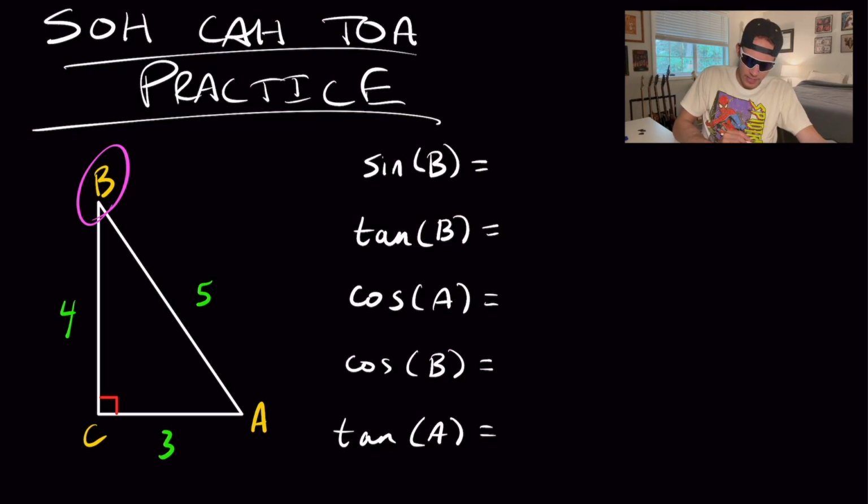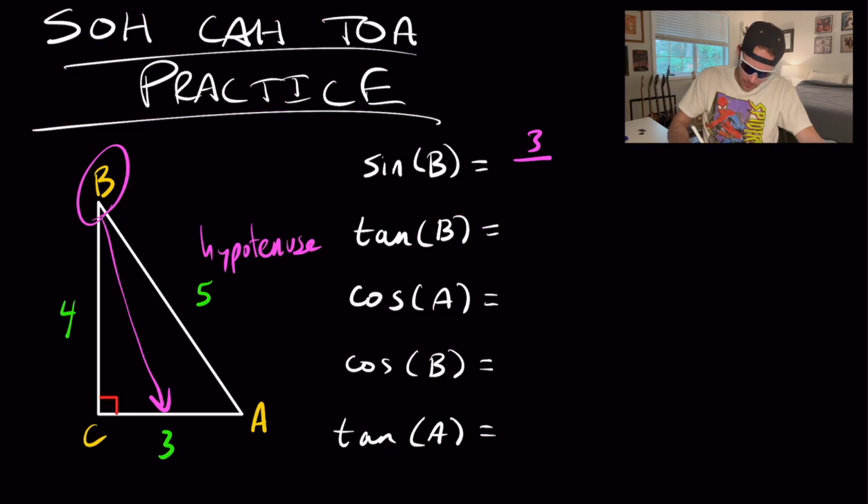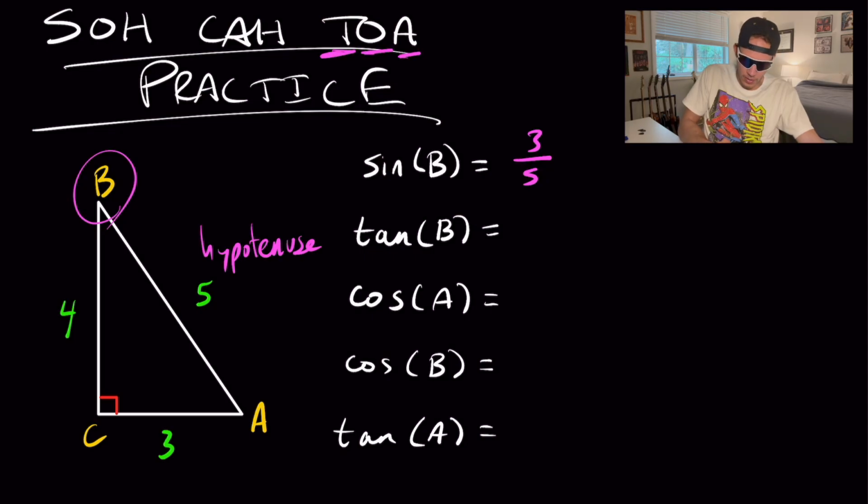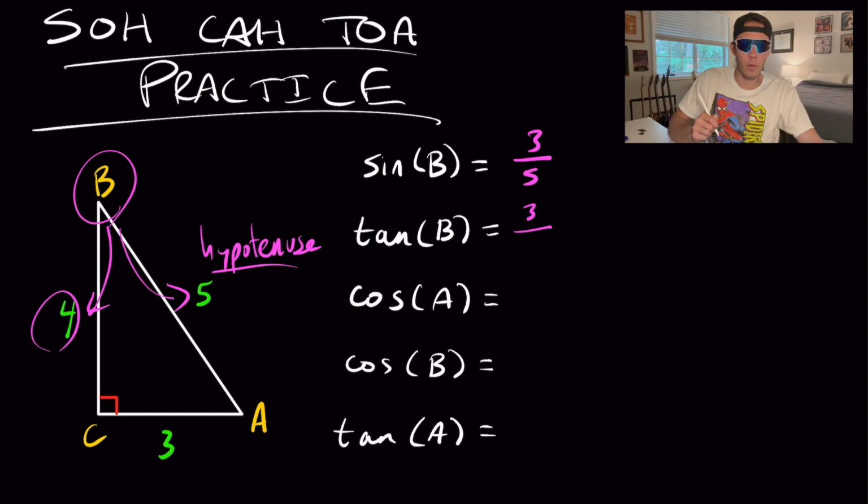So we need the side that is opposite of b, which is going to be 3, and then over the hypotenuse, which is always going to be 5 in this example. So 3 over 5 is equal to sine of b. Tangent of b, we're going to go back to angle b, but this time tangent is equal to opposite over adjacent. So opposite of b, again, is 3. And then adjacent, right, well, both 4 and 5 are adjacent, but 5 is the hypotenuse, so we're going to go with 4. So tangent of b is 3/4.